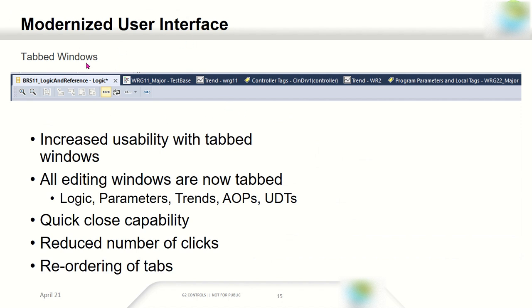Modernization of the user interface is the tabbed windows, which increase the usability. All editing windows are now tabbed: logic, parameters, trends, AOPs, UDTs. Then there is quick close capability, a reduced number of clicks, and reordering of the tabs.